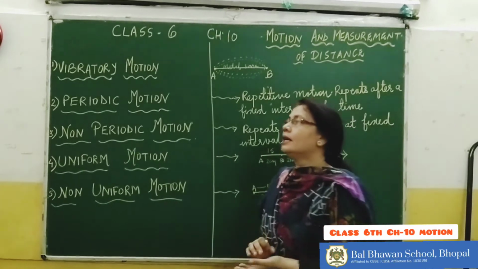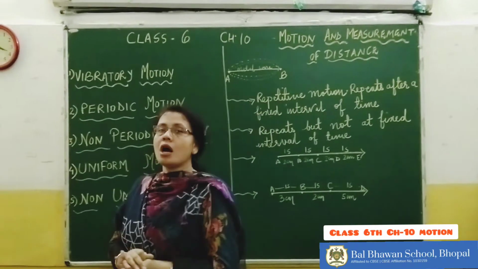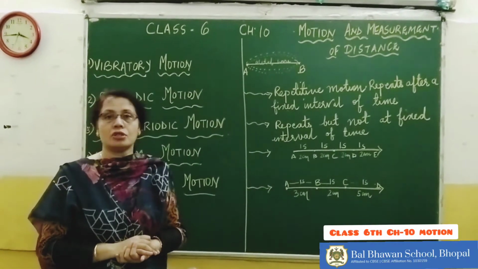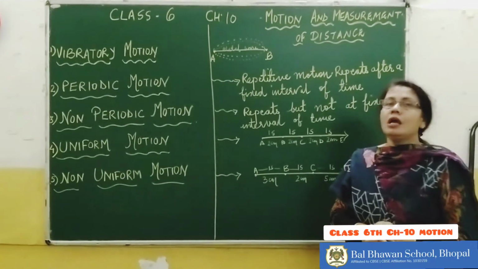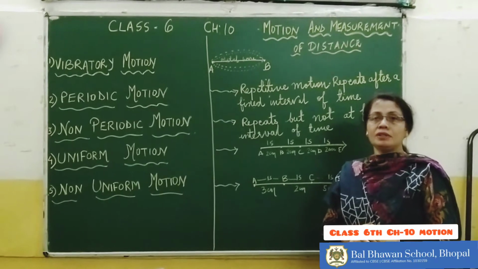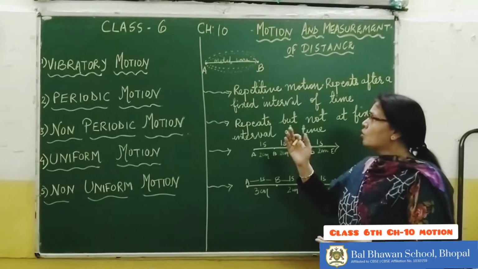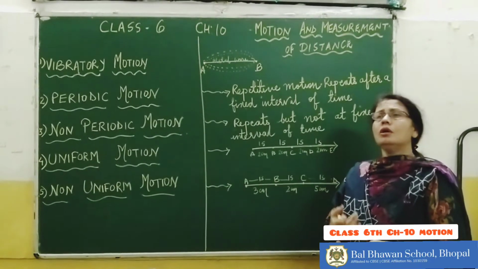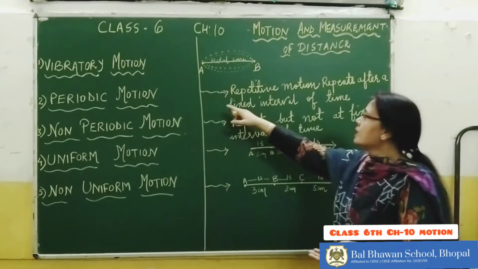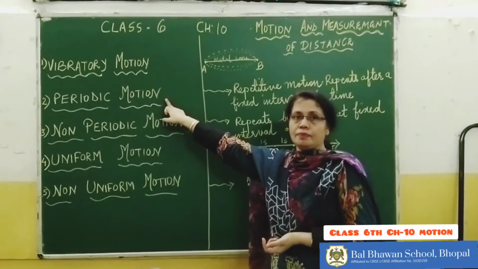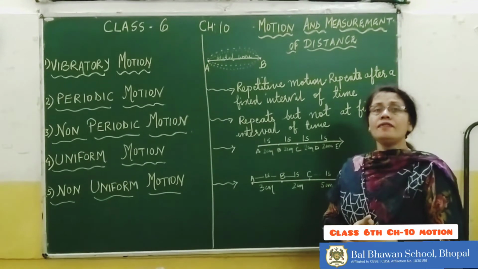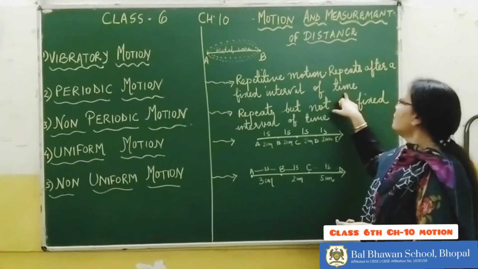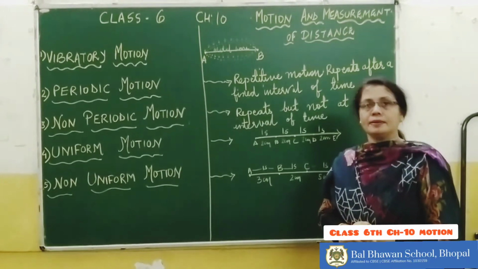You all know that Earth takes 24 hours to complete one rotation. You also know that Earth takes 365 by 4 days to complete one revolution. Rotation, revolution, heartbeat, all these are examples of periodic motion. That is the motion which repeats itself, but it repeats after a fixed interval of time.